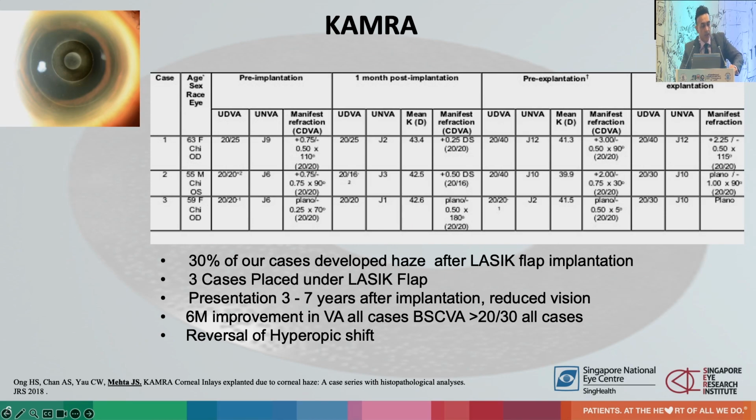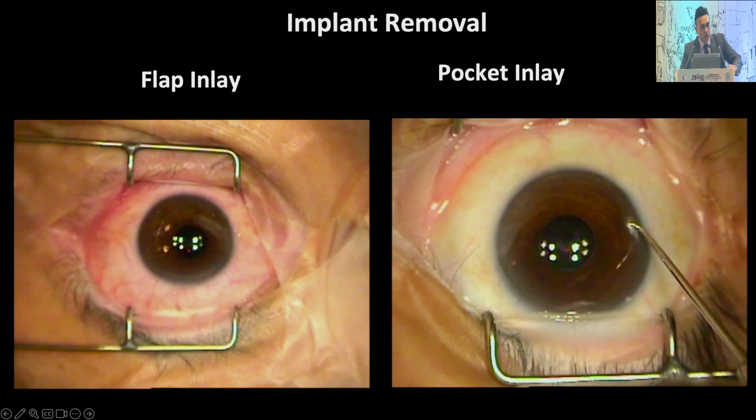Initially you will see that the visual acuity results improved after they had the inlay with respect to their near vision, but when you look at pre-explantation, there was a reduction in the near visual acuity, and this was an indication that the implant wasn't really working that well. About 30% of our cases developed this haze formation. Three of these cases were placed under a LASIK flap, and we noticed that the haze occurred between 3 to 7 years after the initial implantation. Six months after removal, there was some improvement in the visual acuity and some reversal of the hyperopic shift.